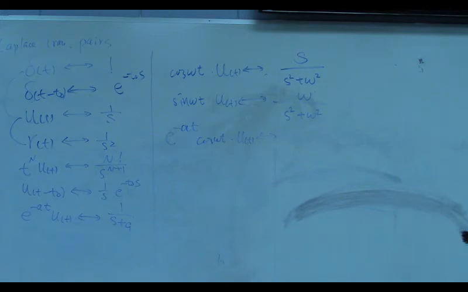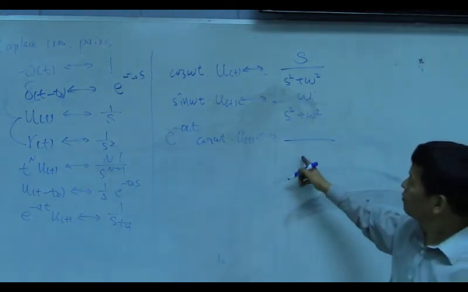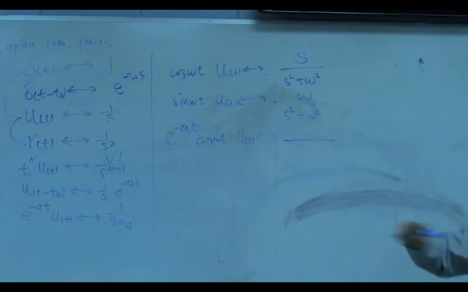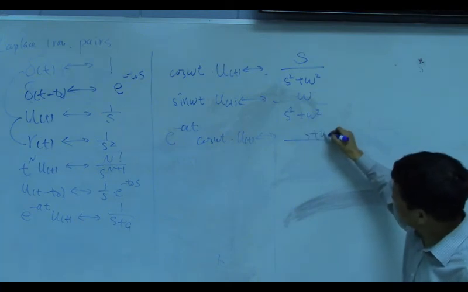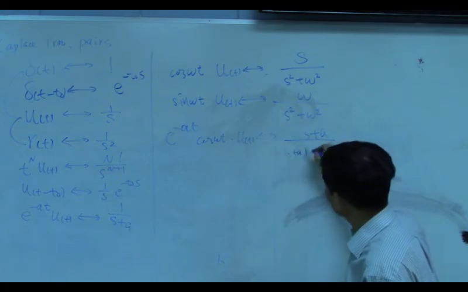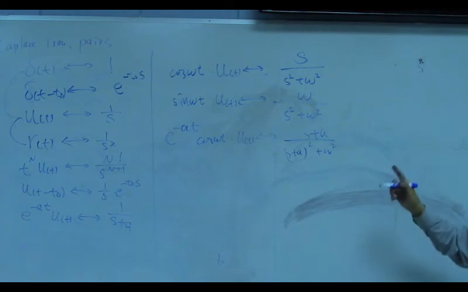We keep the same form of the Laplace transform, but we need to replace that s with s plus a. Right? So this one will be equal to, we keep the same form, but we replace s with s plus a. What is on top? s plus a. What is on the bottom? s plus a squared, then plus omega squared. Omega is the angular frequency.